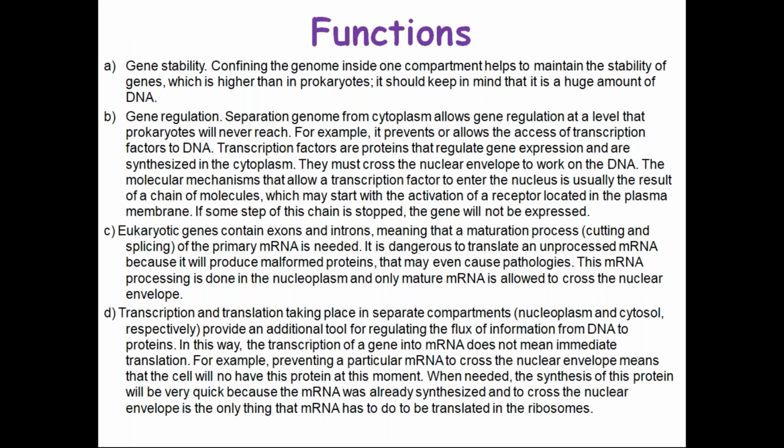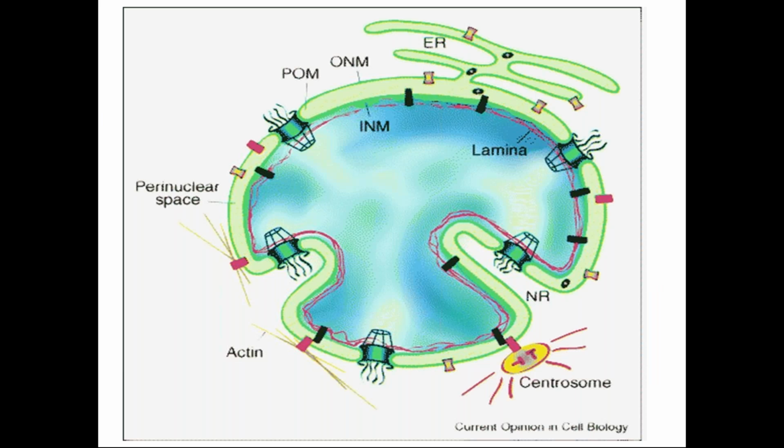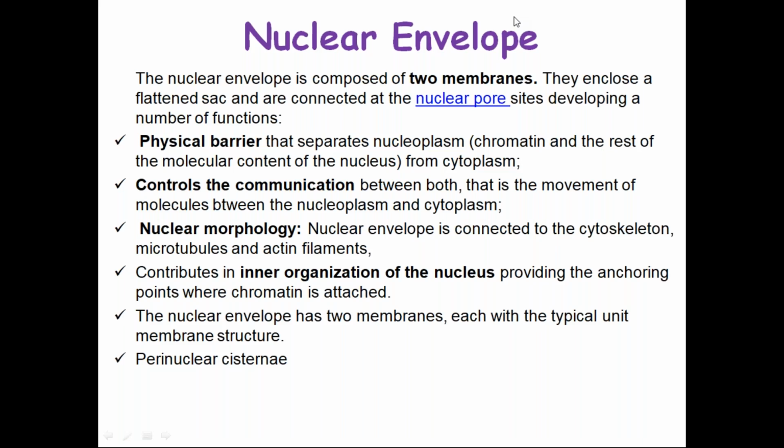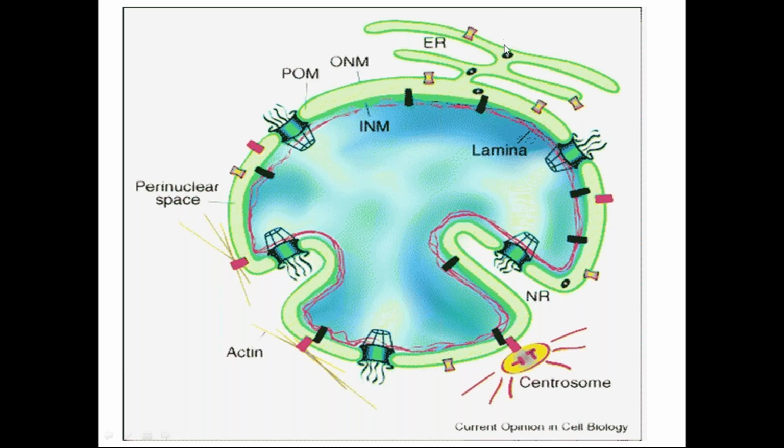These are the functions I was just telling you. Now see, this is very, very important. This is the actual structure of your nucleus. This is your outer nuclear membrane. This is your inner nuclear membrane. You can see your outer nuclear membrane is continuous with the endoplasmic reticulum. So this is called the lumen, and this lumen is continuous with here.